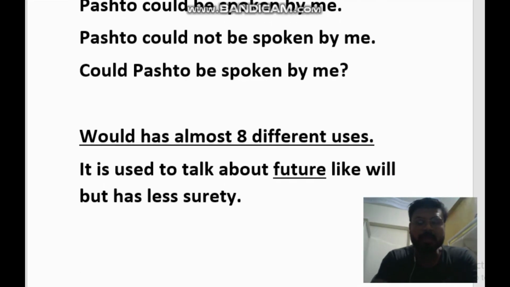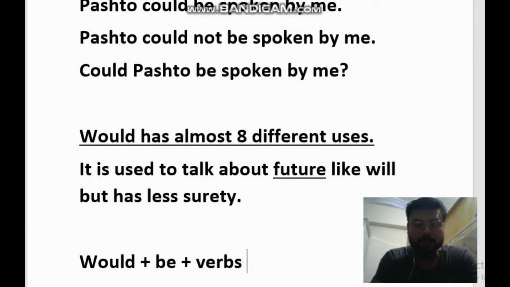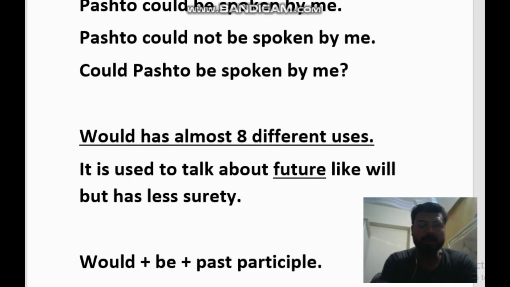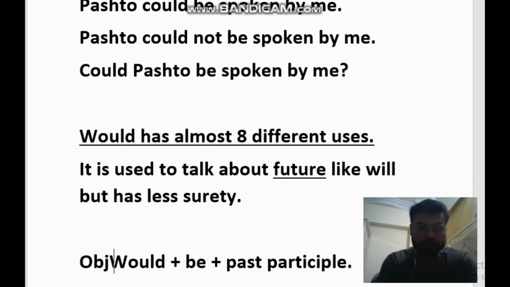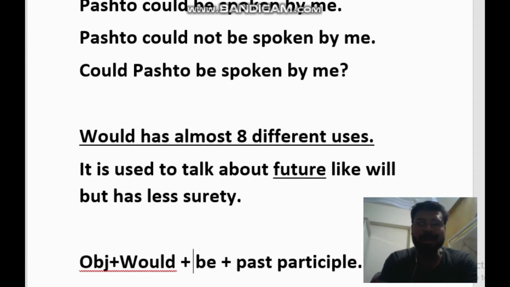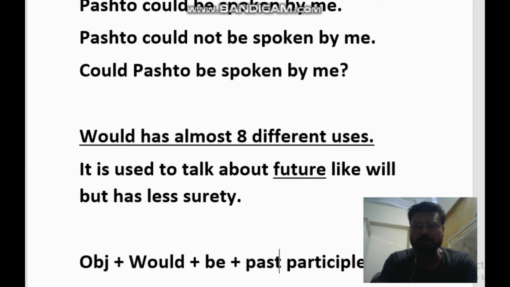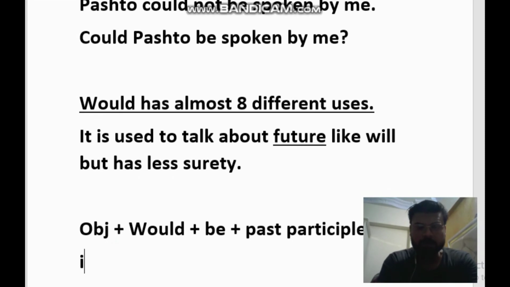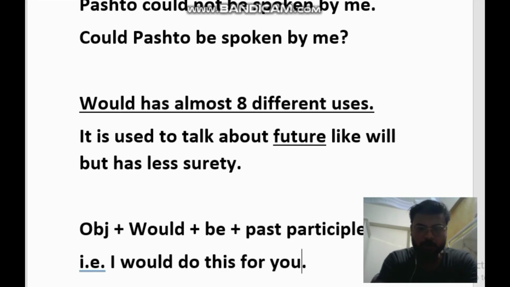The same formation: we will be using would plus be plus the verb's past participle, or you can say verb third form. And of course we have the object first. So if I say, I would do this for you, taking that as an example.